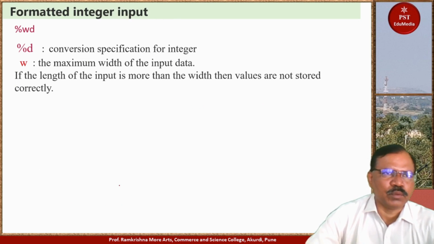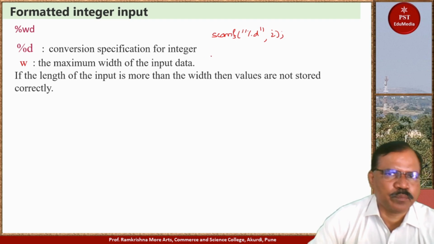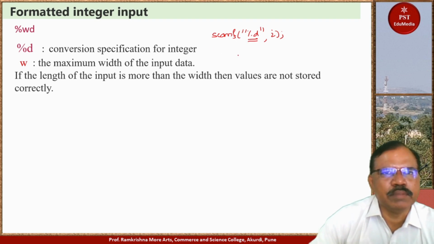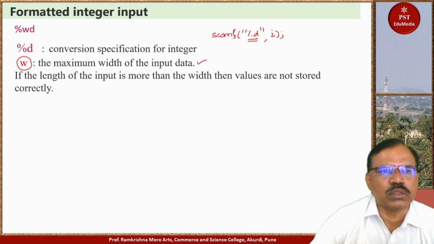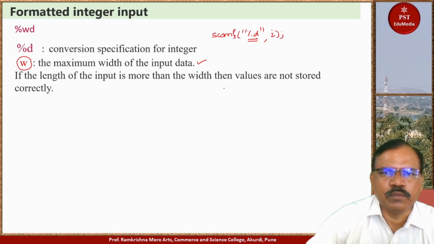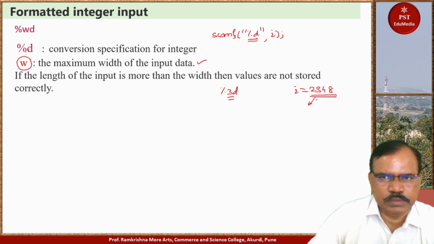Now formatted integer input. We know for input we use the scanf function, and in general %wd, for example scanf with i. Here % is the conversion specification for integers, and w is the maximum width of the input data. If the length of the input is more than the width, then values are not stored correctly. Suppose we have %3d and i is 2348, but the width is 3 and the number requires 4 positions. Then this number is not properly stored in the memory location.